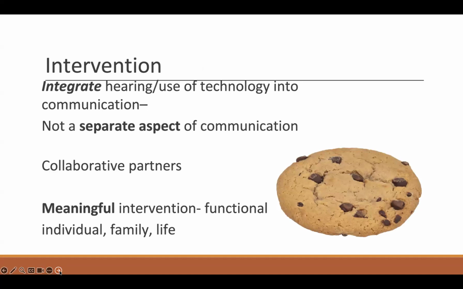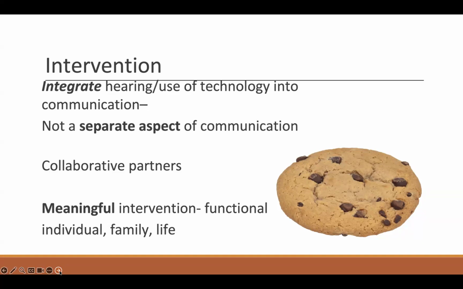Now, when we're thinking about intervention, it's really important that we think about how to integrate hearing and the use of hearing technology into communication. We're not thinking about these as being separate aspects of communication. The reason for this chocolate chip cookie here is because when we're cooking a cookie, we put in flour and butter and eggs and sugar and chocolate chips. Each one of those things together makes a cookie. We don't really just work on flour or eggs or butter. We have to look at all those things together.